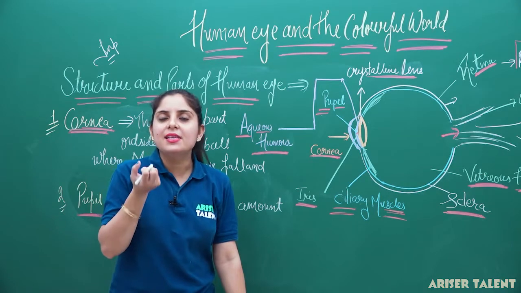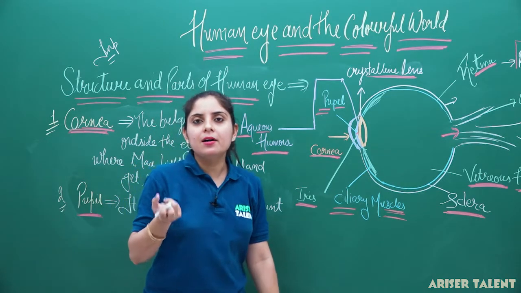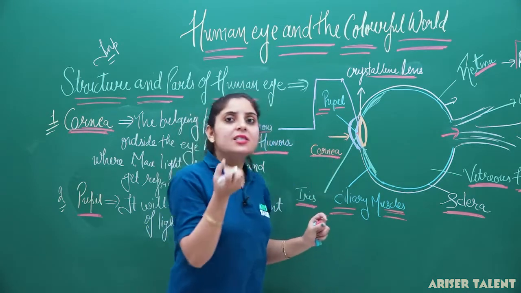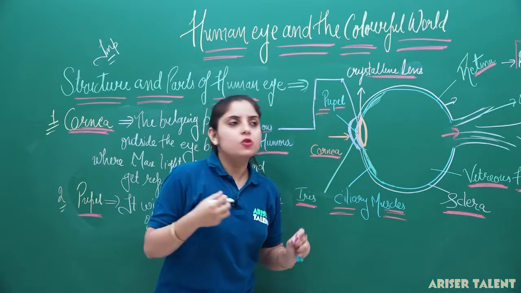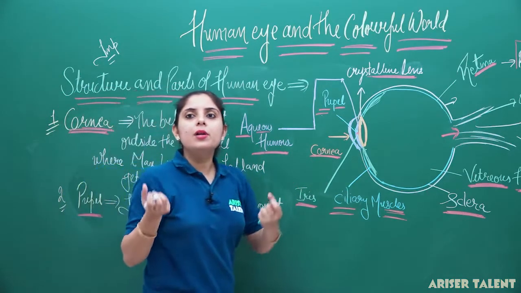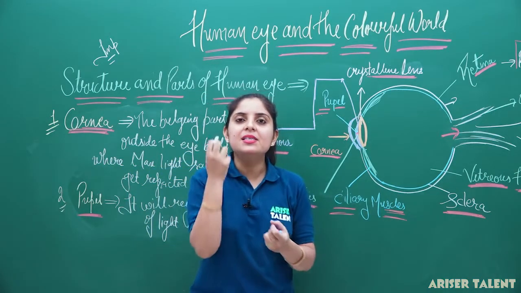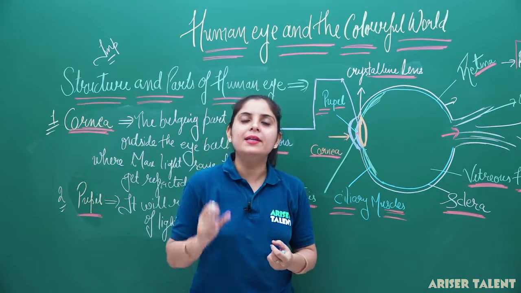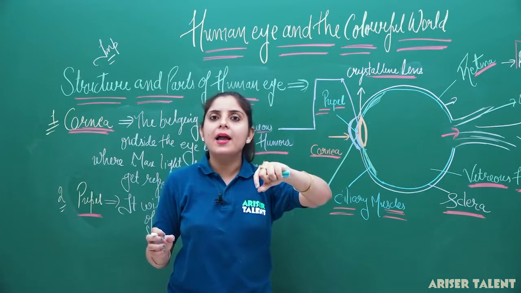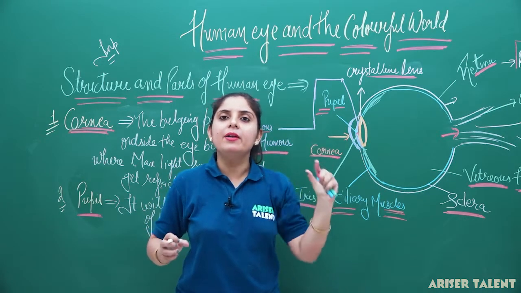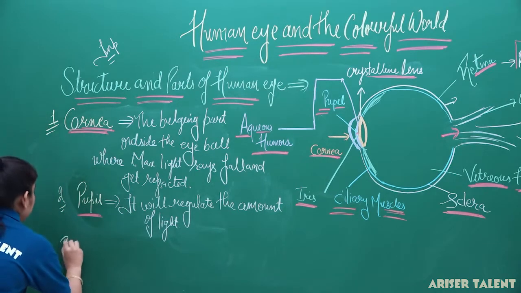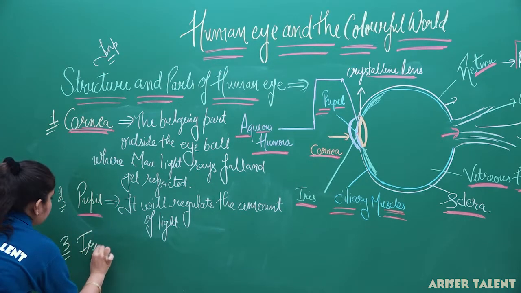This hole is known as the iris, and it is actually a muscular diaphragm which is going to change its shape whenever light is falling on it. So the iris is attached to the pupil and it is a muscular diaphragm. It means it is made up of muscles and it is going to control the intensity of light. It regulates the amount of light, and whenever light falls on the iris, it will either contract or expand. So our third part is the iris.